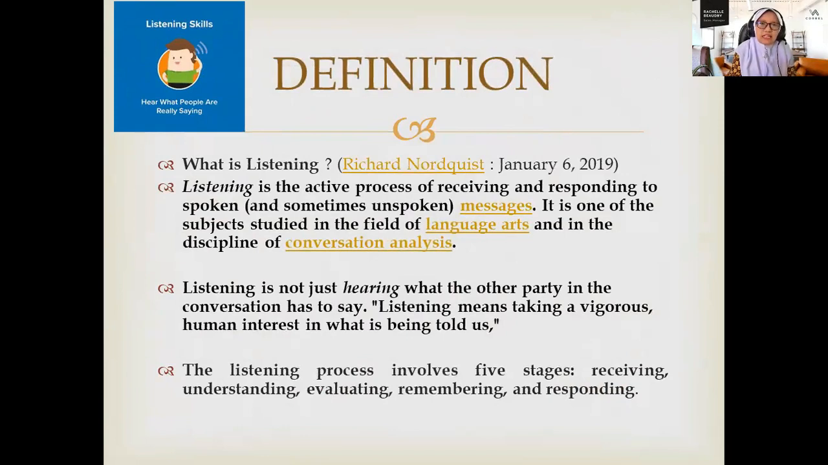Listening skills. On the picture above, you can see the listening skill: hear what people are really saying. So there are two words here, listening and hear. Both of them are different. Why are they different? We are going to look at the definition.